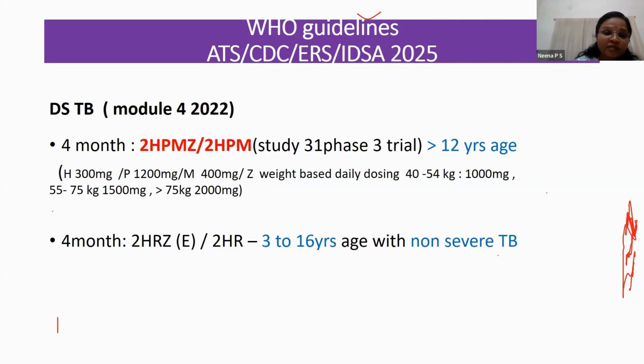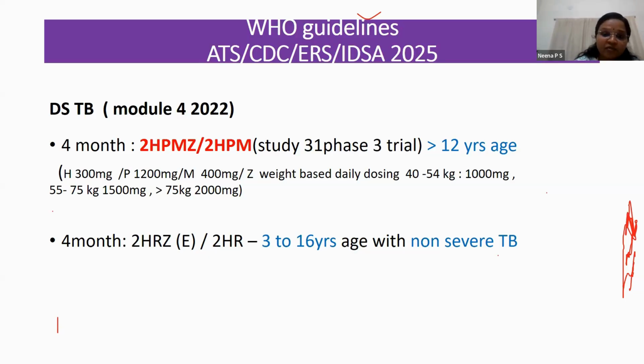So you have a 4-month regimen for drug-sensitive TB. That is 2 months of H is isoniazid, R is rifampicin, M is moxifloxacin, and Z is pyrazinamide. So 2 months of INH, rifampicin, moxifloxacin, and pyrazinamide, followed by 2 months of INH, rifampicin, and moxifloxacin. That's a total of 4 months of treatment. This is suggested for patients more than 12 years of age.